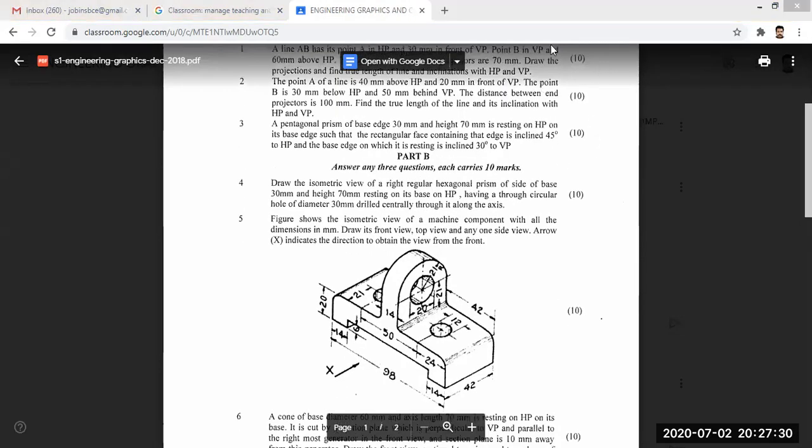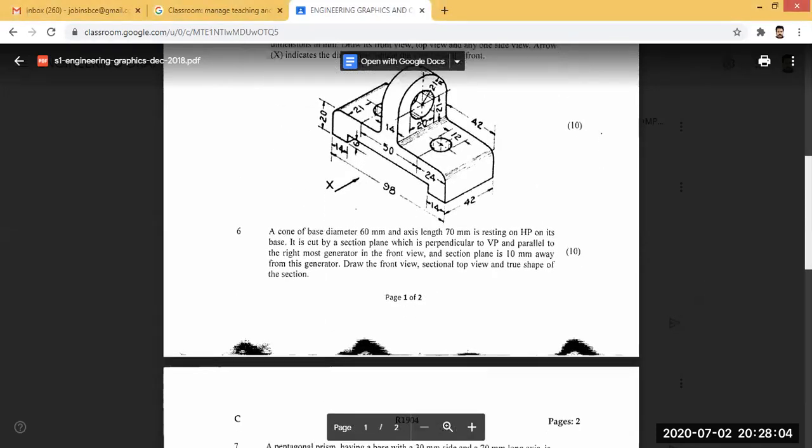Then the next assignment is a right regular hexagonal prism. This is a hexagonal prism of side 30 and height 70. And there is a circular hole drilled centrally along the axis. So you have to draw a hexagonal prism. In that hexagonal prism, there will be a circular hole. Okay, you have to create the 3D object. That is the next assignment.